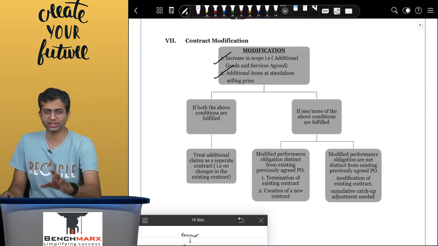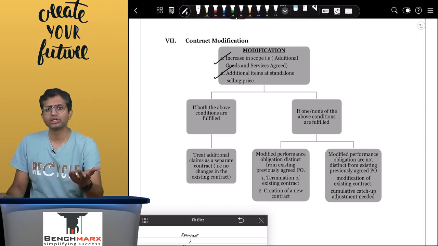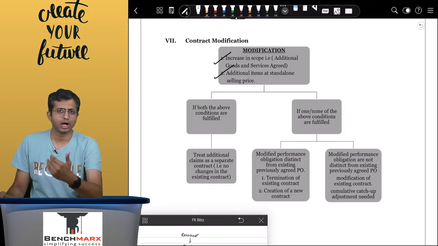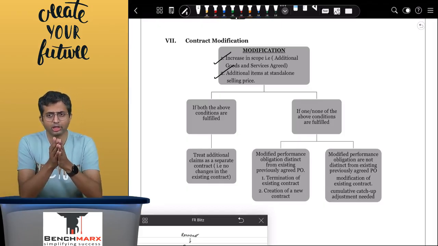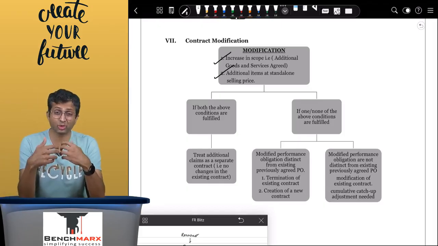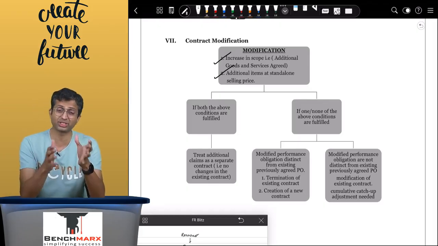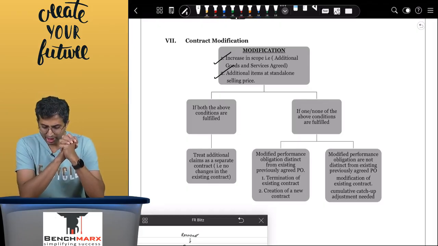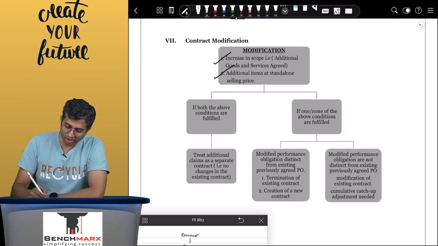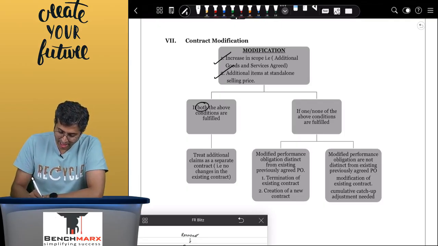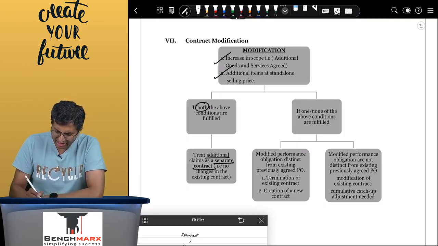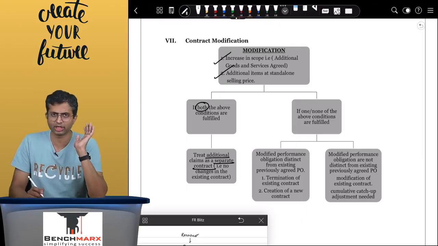and you will record these 50 items based on the standalone price of those items, and you'll recognize revenue when the performance obligation for these items get discharged. Okay, so if both the above conditions are fulfilled, you will treat it as a separate contract. That is, there will be no effect on the existing contract.